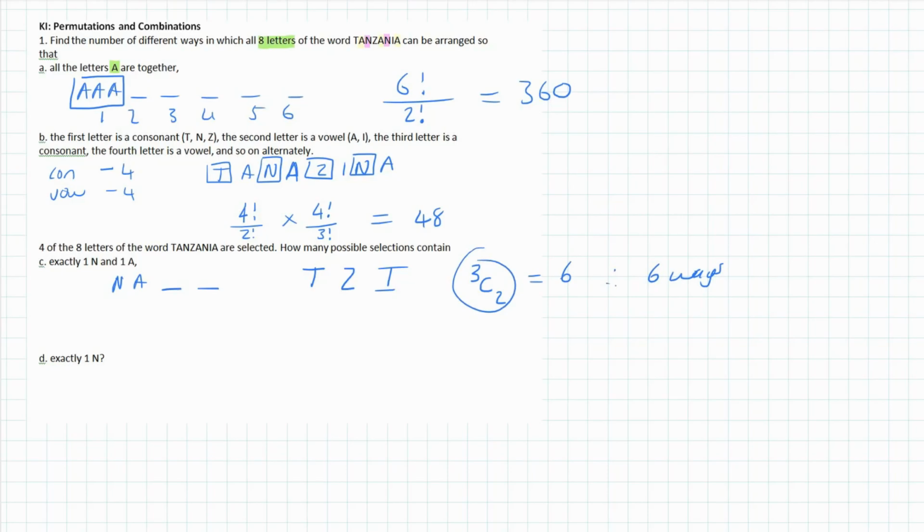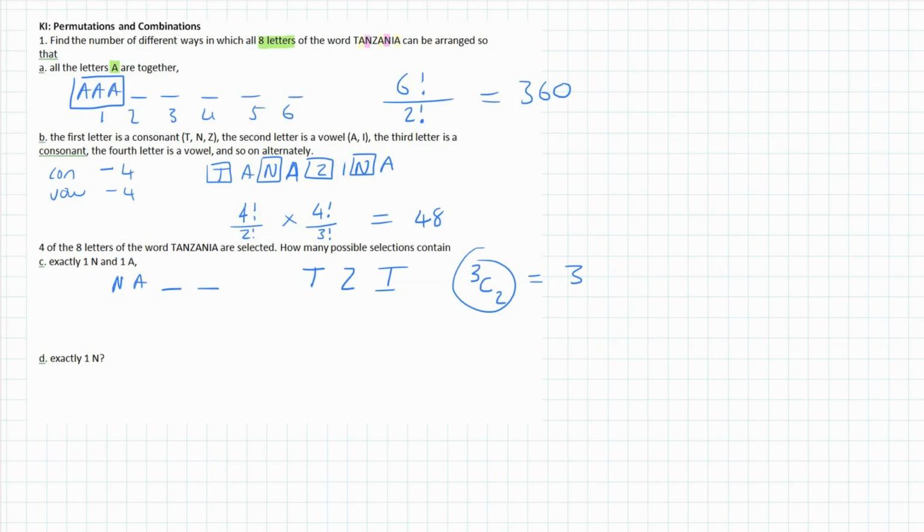or Z. Oh, wait, sorry, it's not 6 ways. 3 choose 2. Wake up. Sorry. It's just 3 ways, right? That's what I was thinking as I was going through this. Hang on, there's not 6 ways. TZ and TI, and then the only other one is ZI. Those are the only 3 options there.